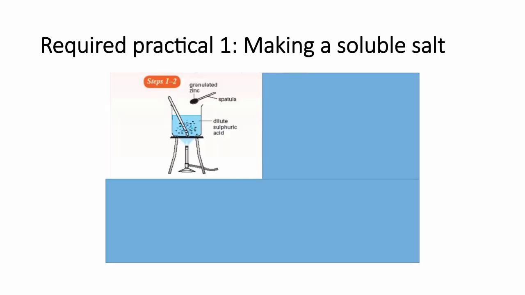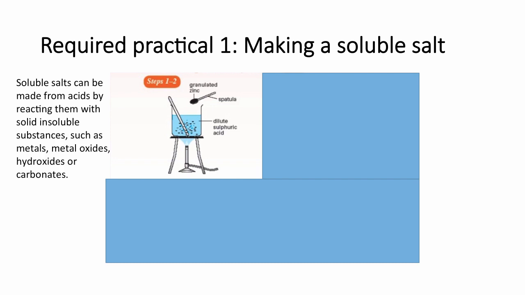Required Practical 1. Making a soluble salt. Soluble salts can be made from acids by reacting them with insoluble substances such as metals, metal oxides, metal hydroxides or metal carbonates. In the example, we are going to make zinc sulfate by adding granulated zinc metal. We are warming the acid and adding the zinc a spatula at a time and stirring, and as it reacts the zinc will dissolve to form zinc sulfate and water.